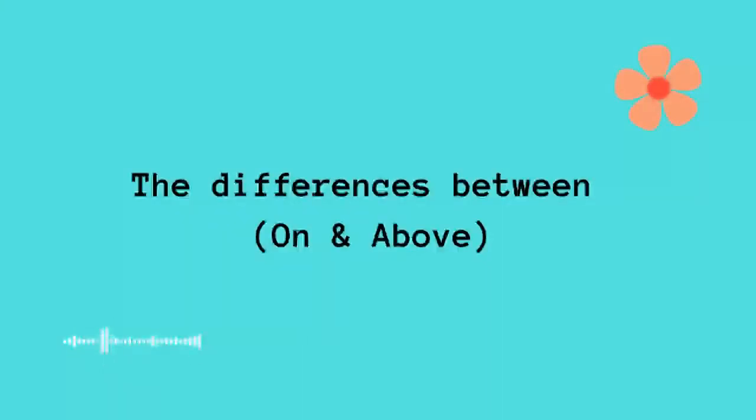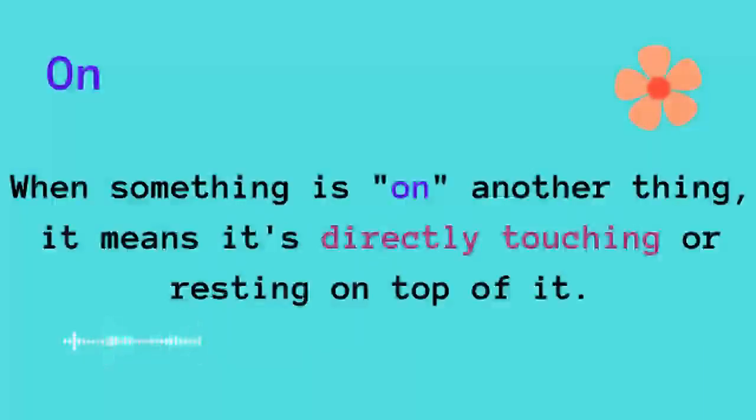So without further ado, let's start the lesson and not keep you waiting. The first preposition is on. So how can we use on in sentences, and what is actually the meaning of on? When something is on another thing, what does that mean? It means it is directly touching it. Sounds confusing? Okay, let's have a look at the following examples to understand the idea much better.